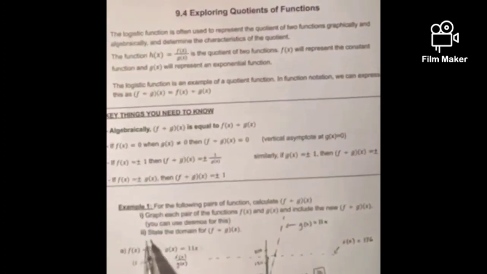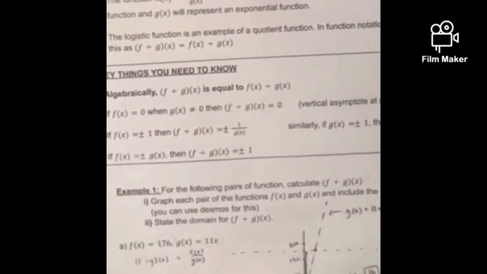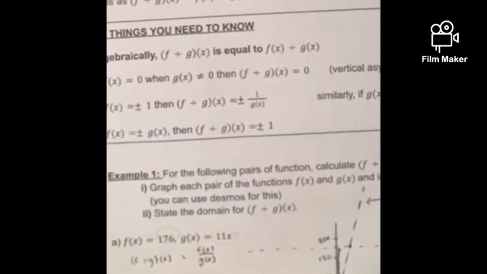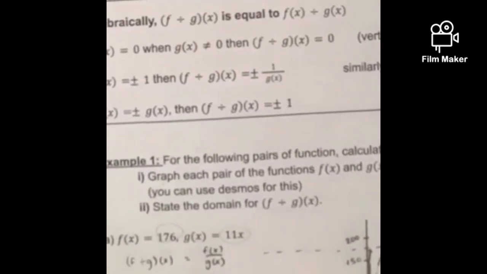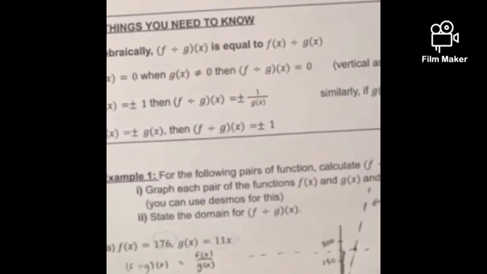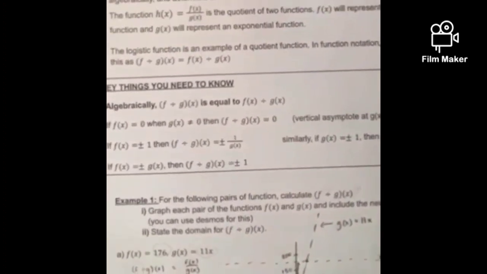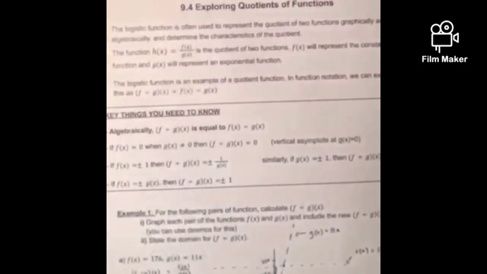And lastly, we need to state the domain for f divided by g of x, which is: domain equals x belongs to the set of real numbers in which x cannot be equal to 0. X cannot be equal to 0. That's it. Those are the 3 steps. Done. That's lesson 9.4.